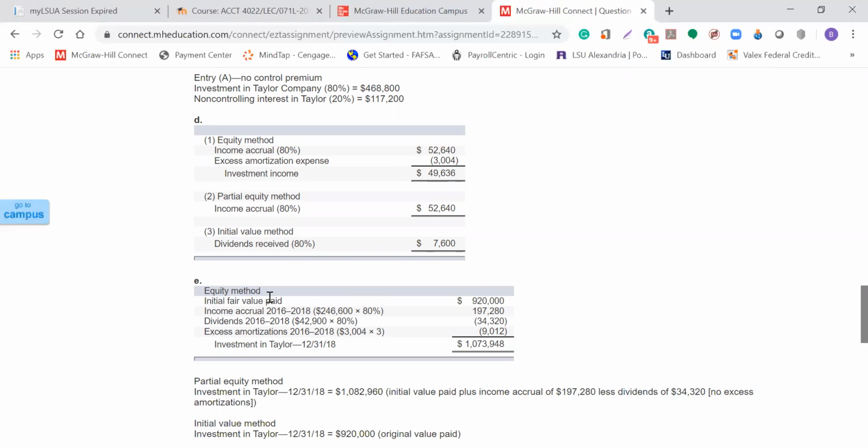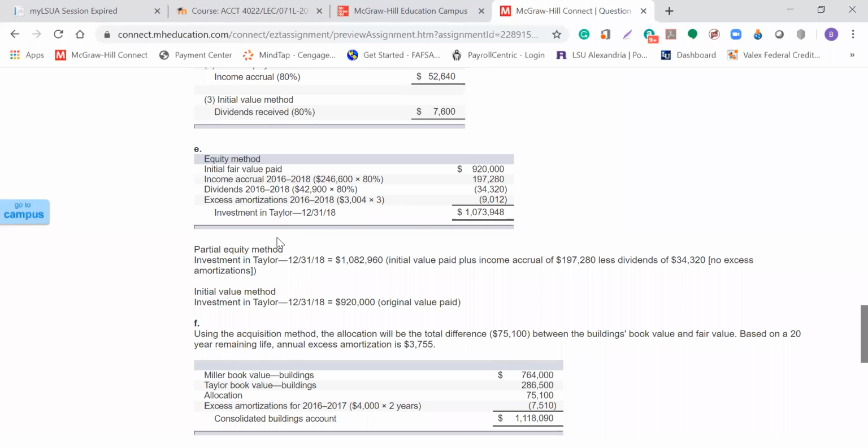Under the equity method for Part E, you have your initial fair value paid. You have your income accrued from 2016 to 2018, which is $246,000 times 80%, their share. The dividends are the same thing, their share. The excess amortization is 3 years of the $3,004, which is the excess amortization expense. Your investment in Taylor is $1,073,948.